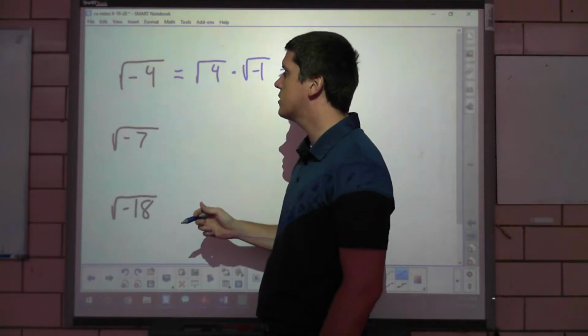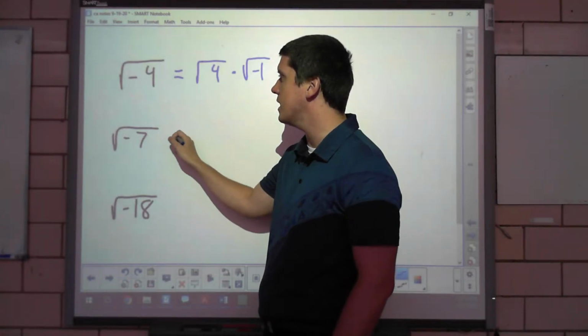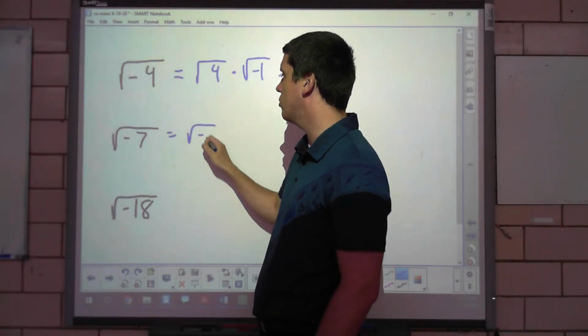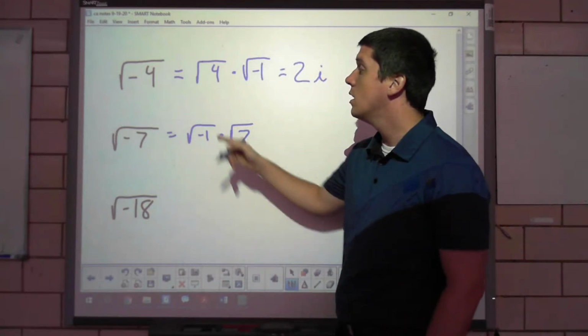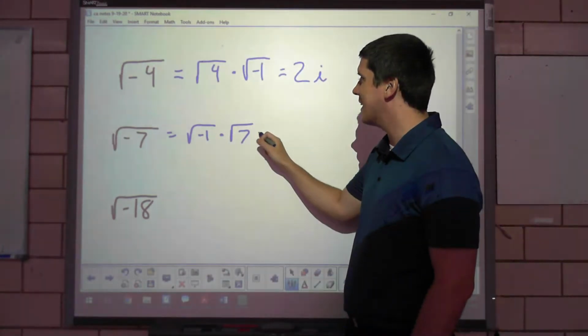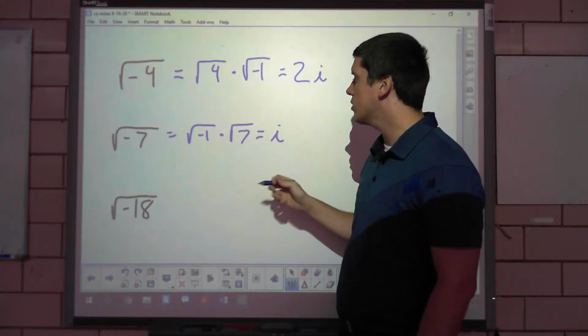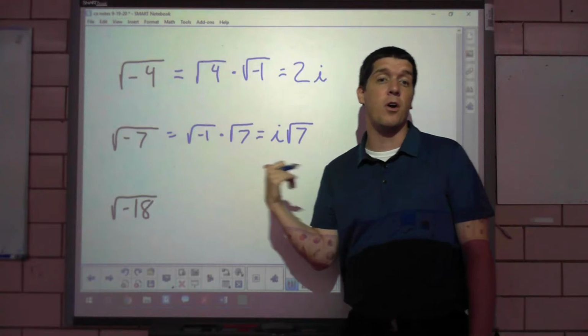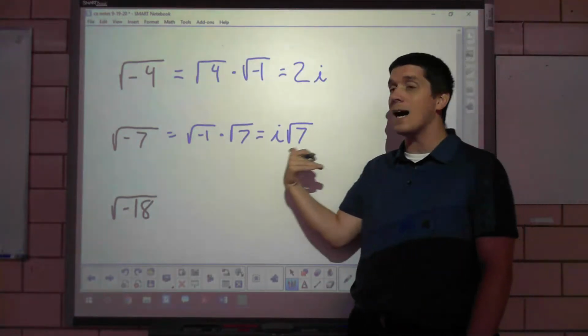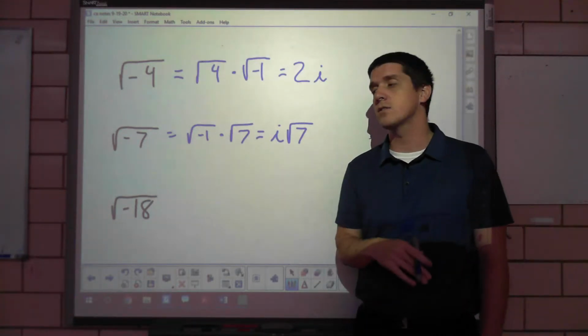So let's talk about the square root of -7. Again, if I think about that, it's the square root of -1 times the square root of 7. Well, we know the square root of -1 is i, and the square root of 7 is simply the square root of 7. That's as far as we can simplify it. We can at least say i square root of 7, but that's as far as we can take it.